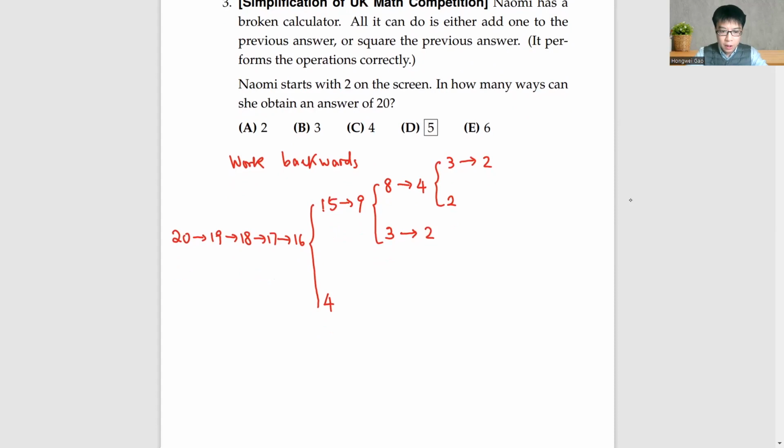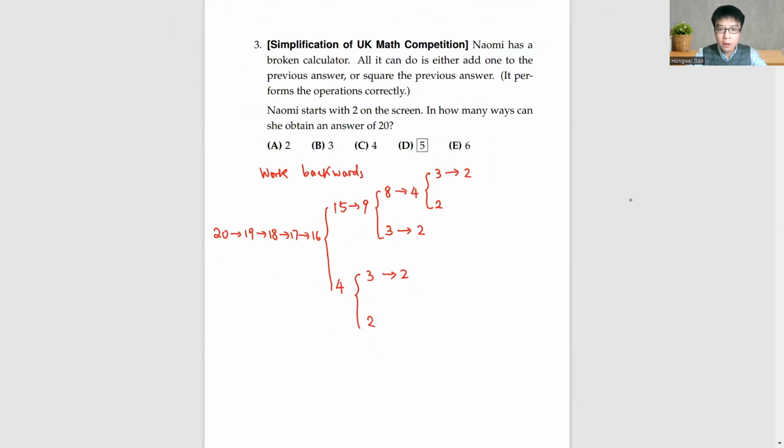So next, let's consider the lower part. For 4, 4 is a square, so there are also 2 paths. One is from 3, 3 plus 1 is 4, or 4 comes from 2 squared. And 3 comes from 2. That's the only choice. So in total, we see there are 5 different paths. So the answer to this question is 5.